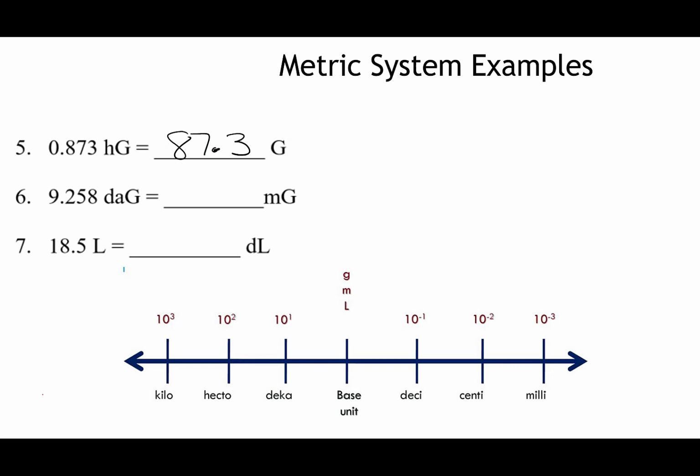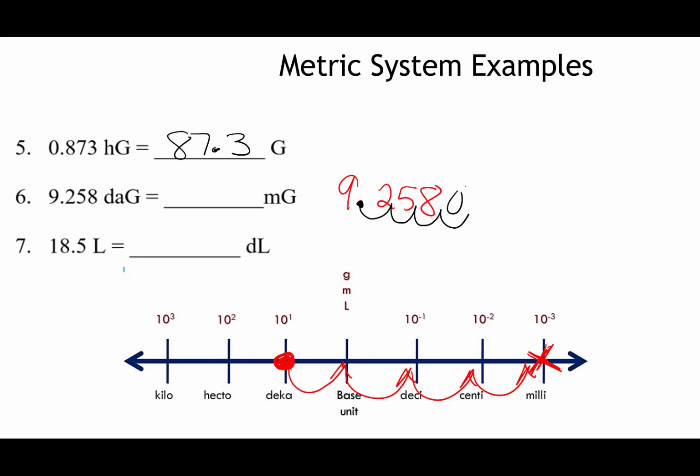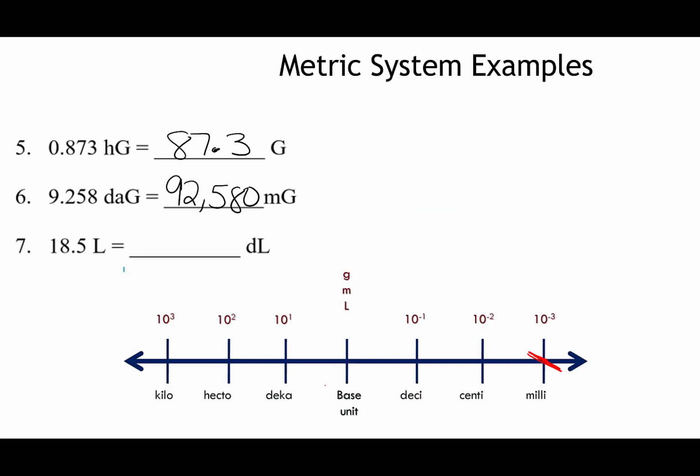Okay, next, number 6 is 9.258 decagrams, and we want to see how many milligrams that is. So here is deca, and milli is way down here at the end. So that is 1 space, 2, 3, 4 spaces to the right. So we're going to take the given number, 9.258, and move the decimal 4 spaces to the right. So here's the decimal, 1, 2, 3, 4. We do need 1 zero as a placeholder, and we should put a comma as well. So this will be 92,580.